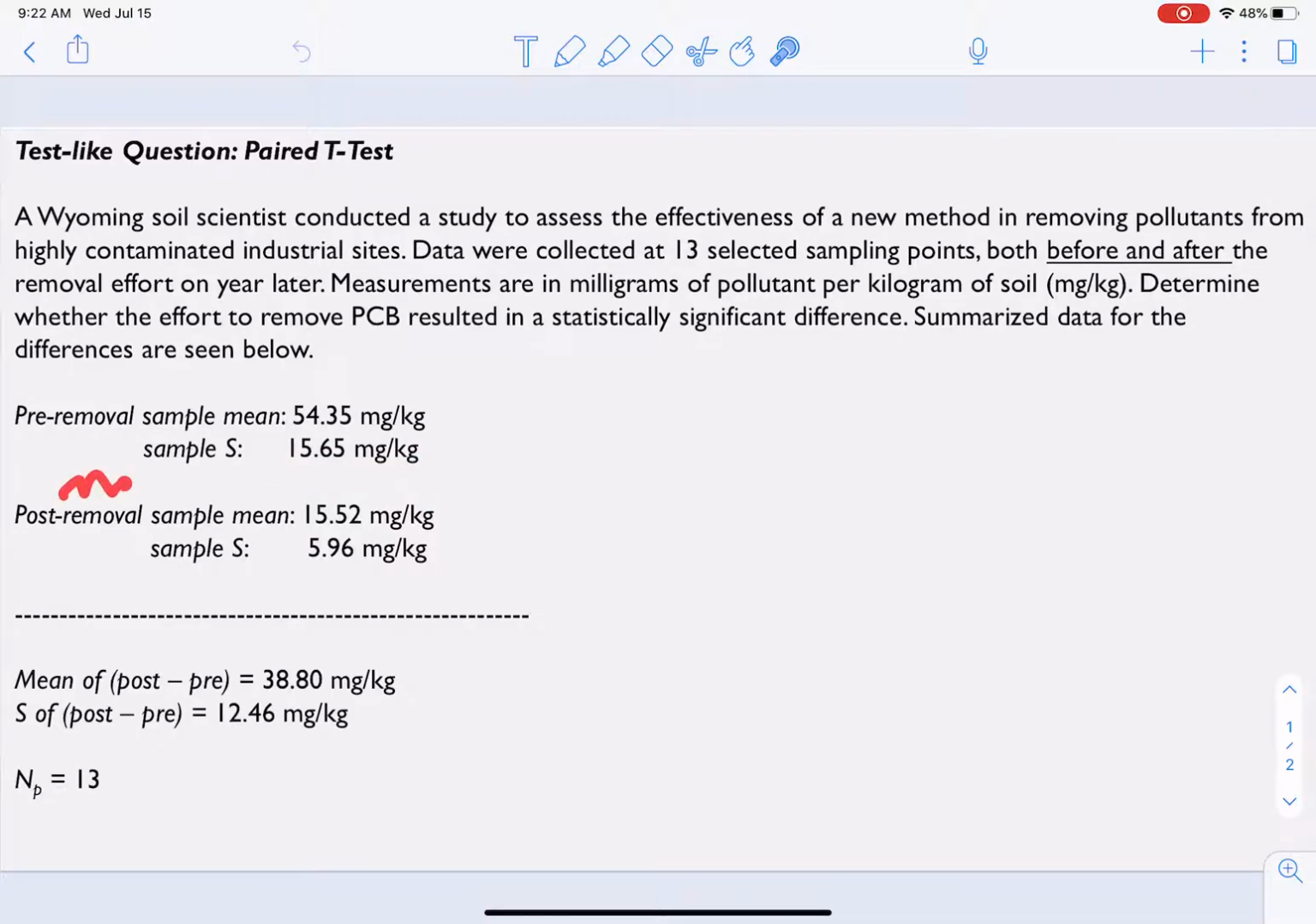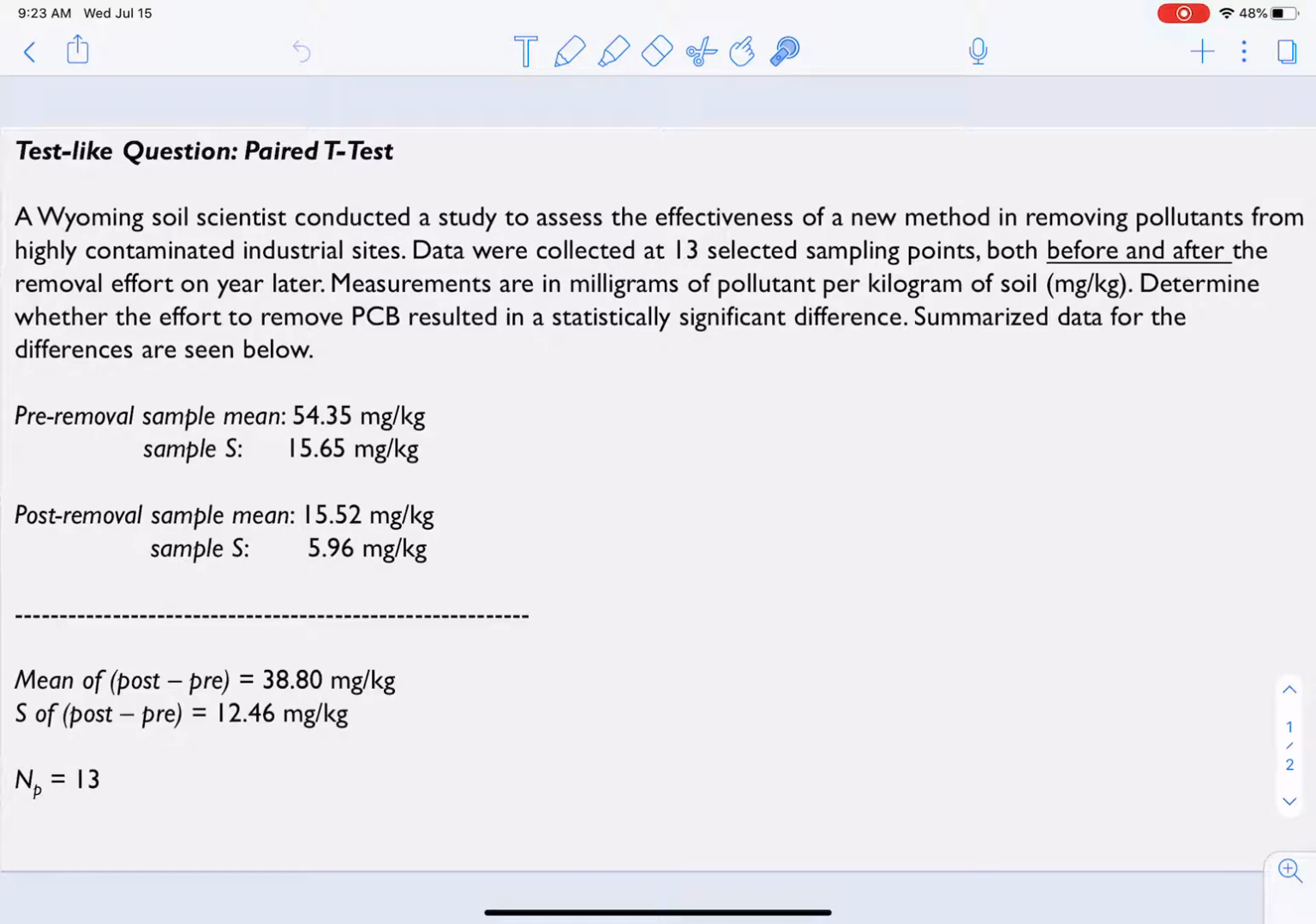They did the thing, and then after, I think a year later, I think it says it in there too, this is also real data. A year later, they came back and measured the pollutant in the same 13 spots, and they found that the sample mean was 15.52, and it varied much less, 5.96. Okay, crazy. So this is the nuts and bolts, the foundation that we're going to be working from.